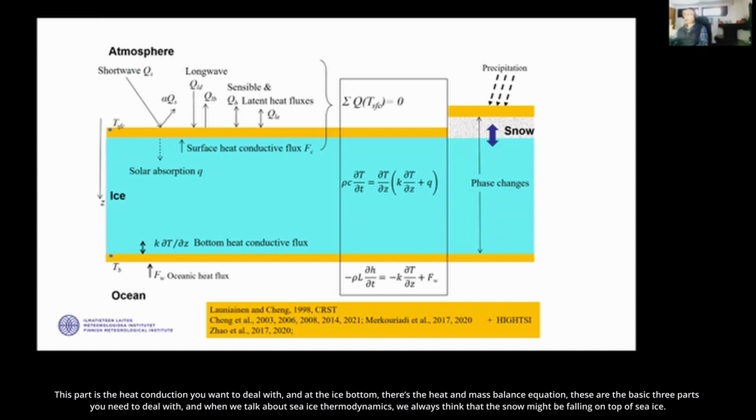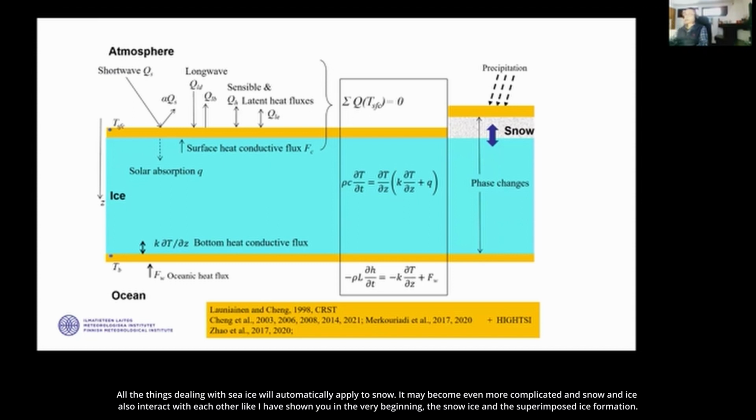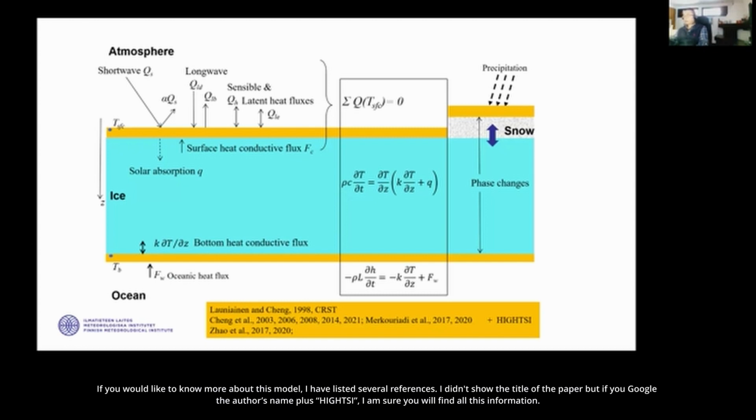When we talk about sea ice thermodynamics, we always think that snow might be falling on top of sea ice. So all the things dealing with sea ice will automatically apply to snow. It may become even more complicated. Snow and ice also interact with each other, like I showed you in the very beginning, the snow ice and superimposed ice formation. If you would like to know more about this model, I have listed several references. I didn't show the title of the paper, but if you Google the author name plus Heitze, I'm sure you will find all this information.